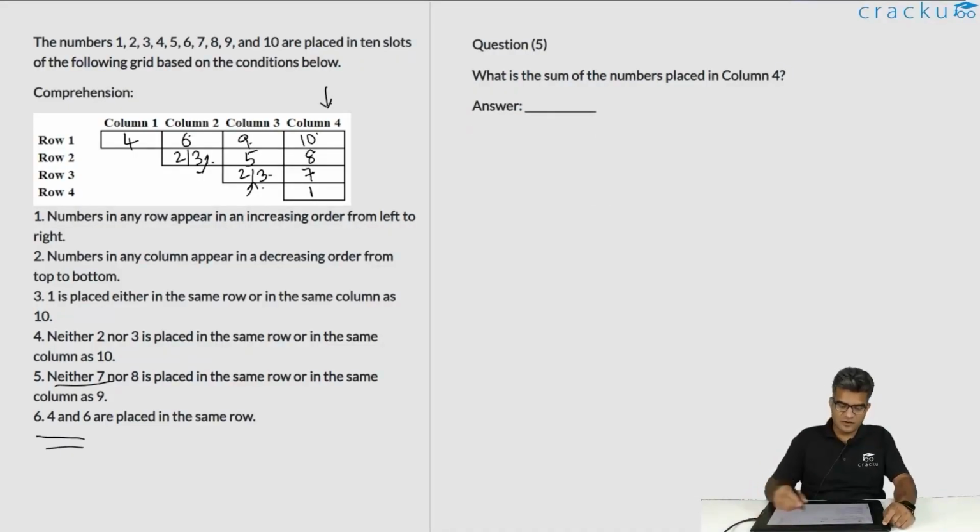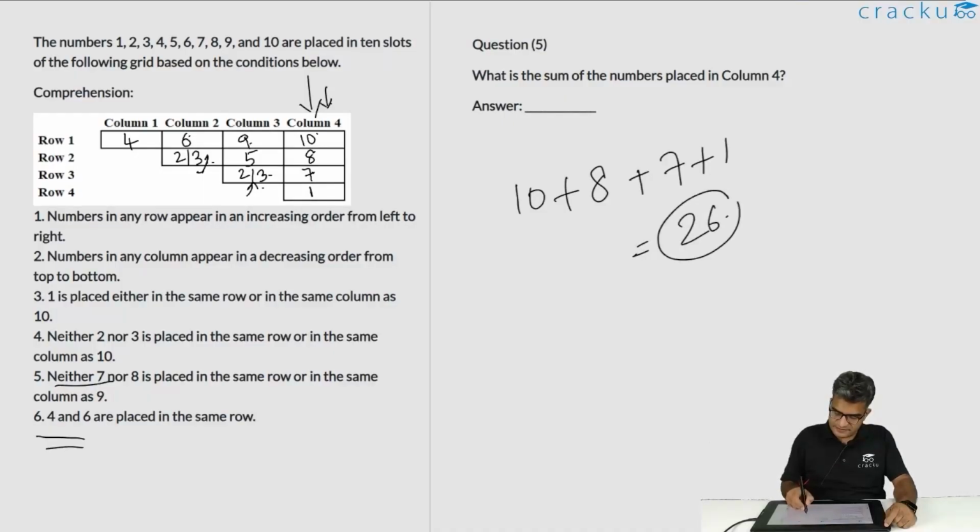What is the sum of the numbers in column 4? The sum of the numbers in column 4 is 10 plus 8 plus 7 plus 1, which is equal to 26.